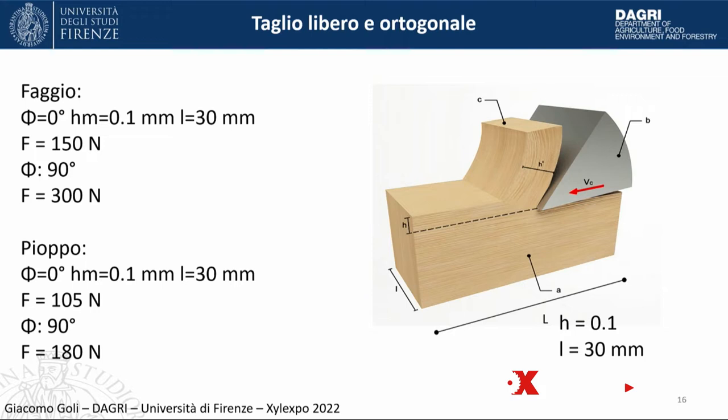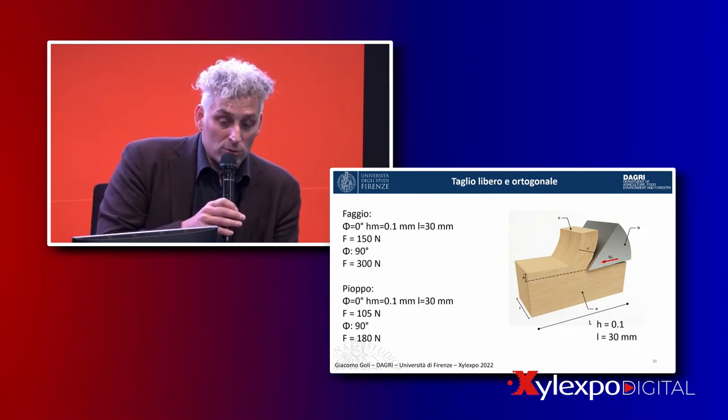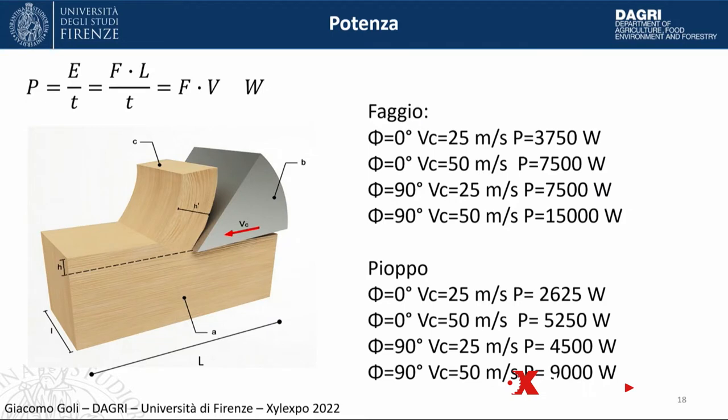You see that with beech, at 0 degrees you need 150 newtons force, like 15 kilograms, whereas perpendicularly you need 300 newtons, 30 kilograms. When we talk about poplar, the values are lower, so 100 and 150 newtons. From here, it's easy to calculate power from strength. Power is strength multiplied by speed. So force by speed gives us the power that we need to do this job.